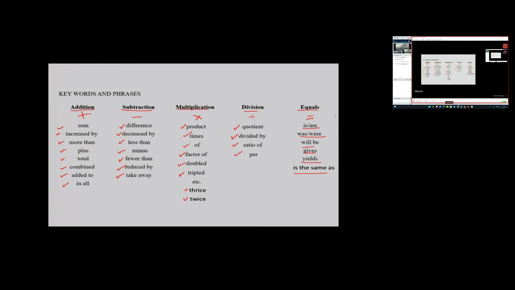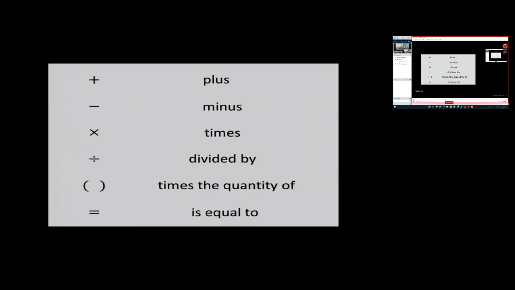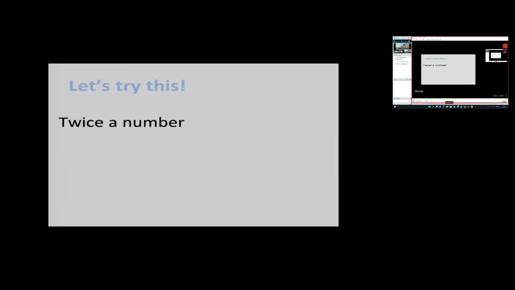Since you take photo, you don't need to copy it. But later, okay? Let us try this one.